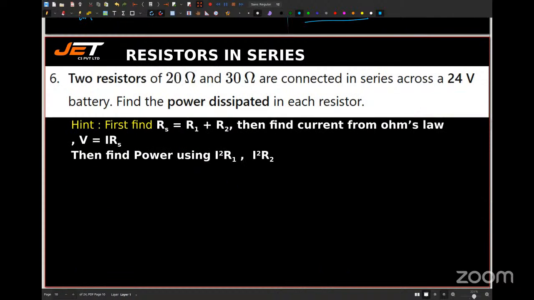Two resistors of 20 ohms and 30 ohms are connected in series across a 24-volt battery. Find out the power dissipated in each resistor. Voltage is given, two resistors are given, and we need to find out power. In the last class we have seen power, right? What is power? P is equal to, can anyone say this?